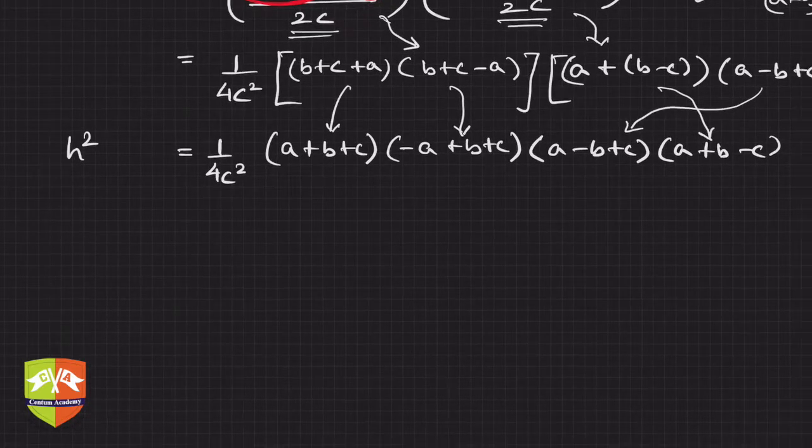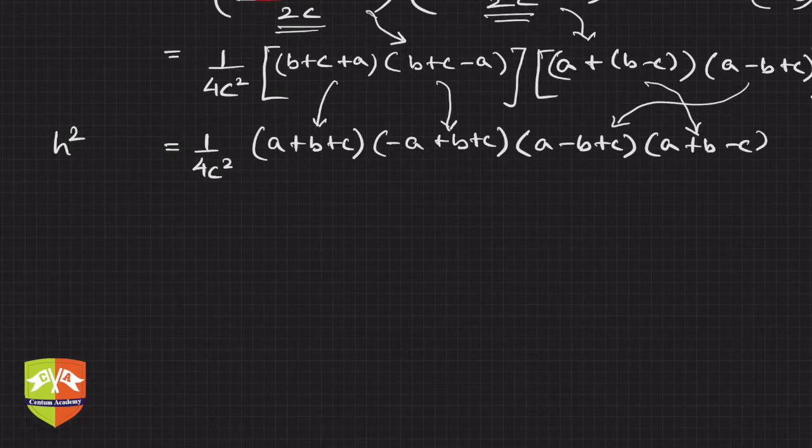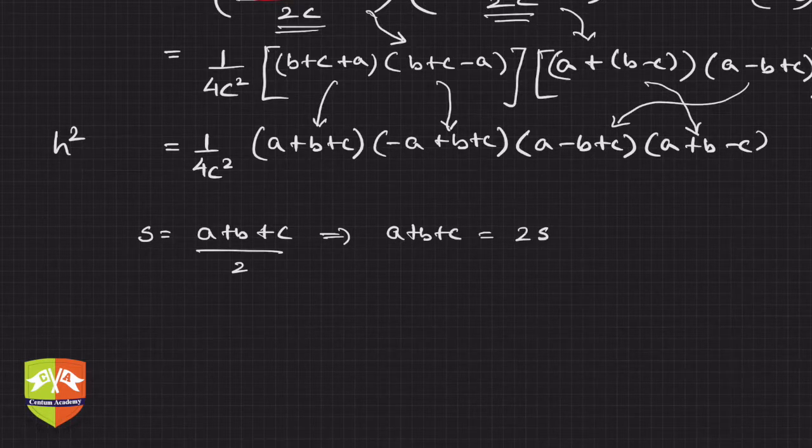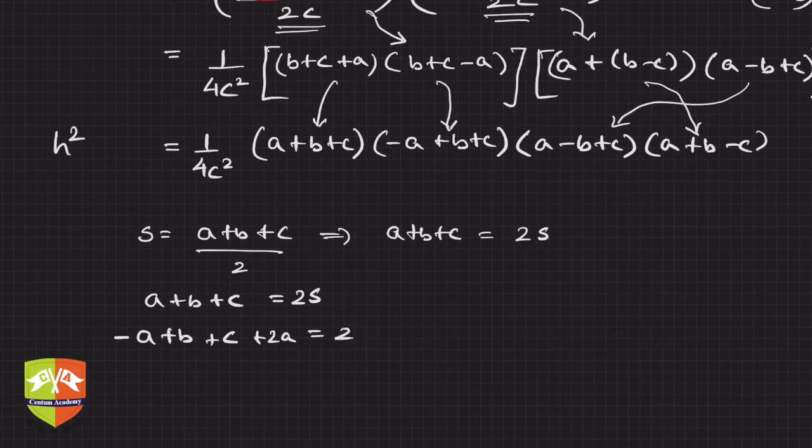Now, how do I convert it into the given form? So if you see it, what is it? A plus B plus C. So hence I am saying s is equal to A plus B plus C by 2, right? This implies A plus B plus C is equal to 2s, right? Similarly, A plus B plus C is equal to 2s. So minus A plus B plus C, plus 2A is equal to 2s. So I have added minus A and added plus 2A, so that it again becomes A plus B plus C.